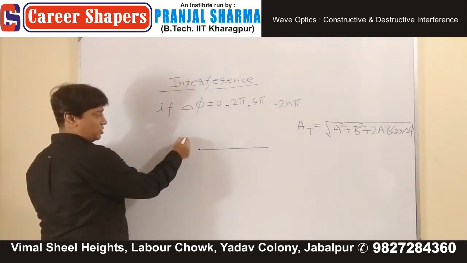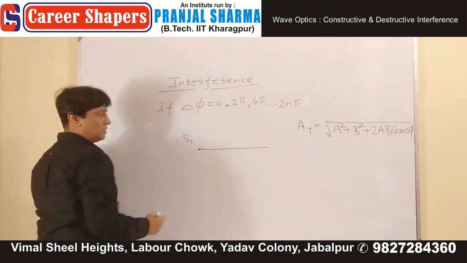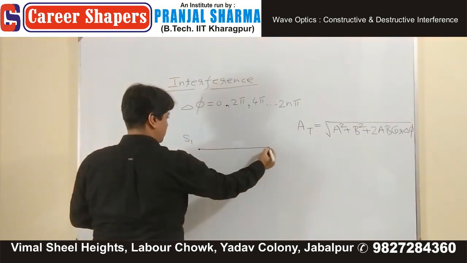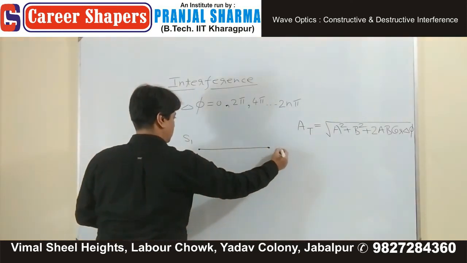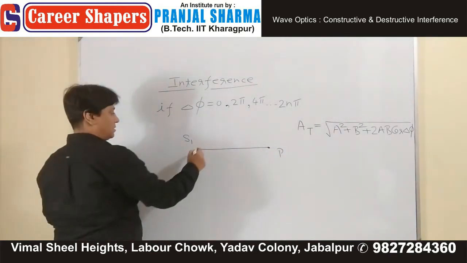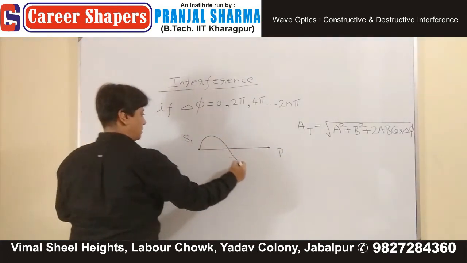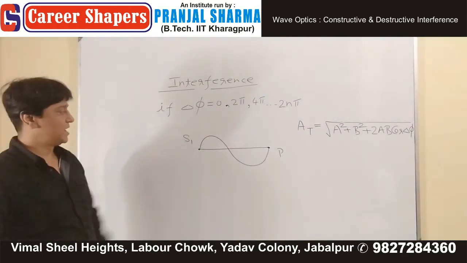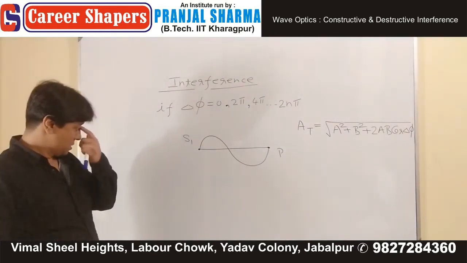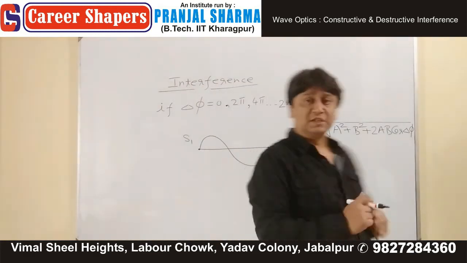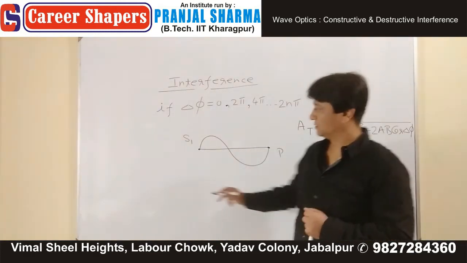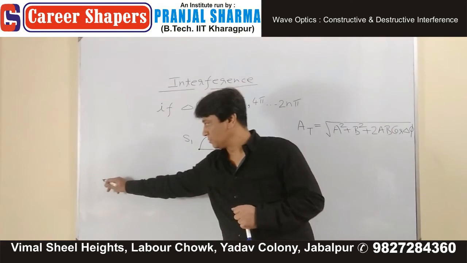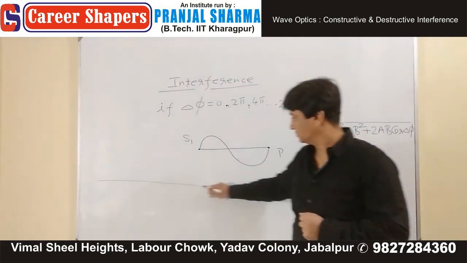This is the position of S1. This is your point P. And this is your wave coming from S1. For constructive interference, what we do is something like this.